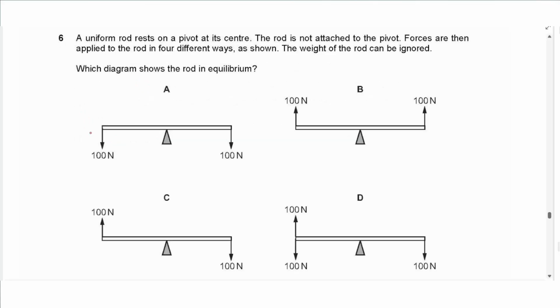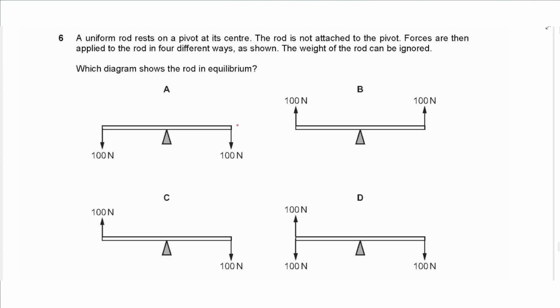Question 6 says a uniform rod rests on a pivot at its center. The rod is not attached to the pivot. Forces are then applied to the rod in 4 different ways as shown. The weight of the rod can be ignored. Which diagram shows the rod in equilibrium? Which means there is no resultant moment and no resultant force.